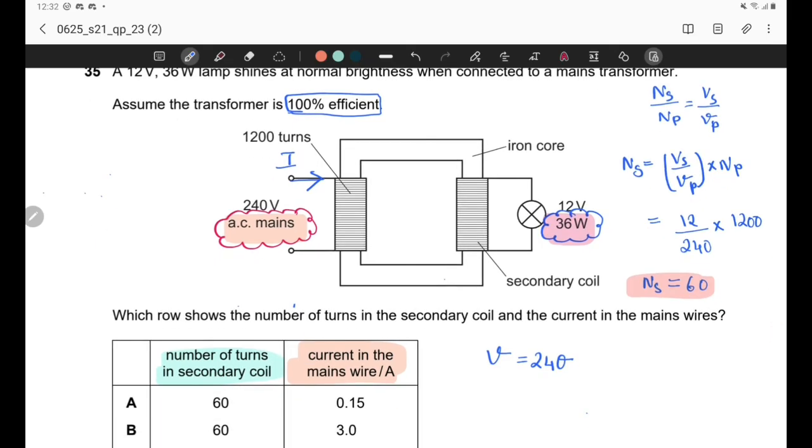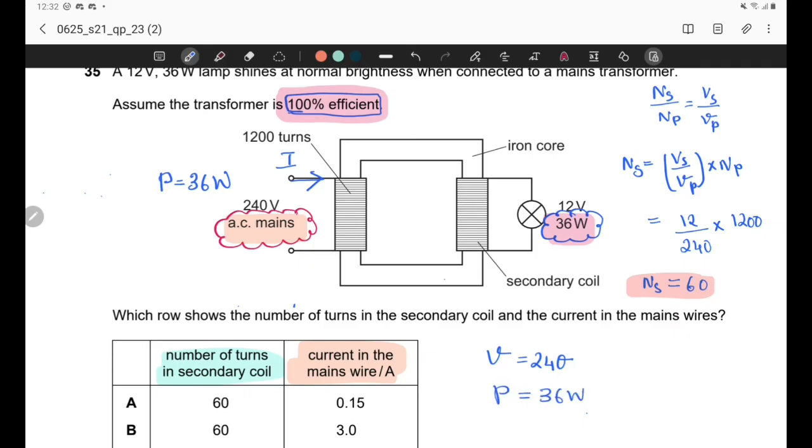So even the power at the input terminal of the transformer will be the same as the power at the output terminal. So the power at the input terminal will also be 36 watt. This we can conclude only because of the point given in the question, that the transformer is 100% efficient. We can take the same value of power at the secondary as in the primary also. So now we have power also, that is 36 watt.